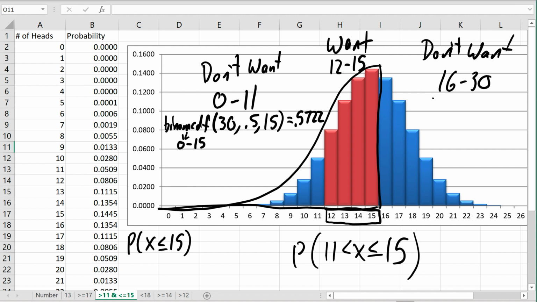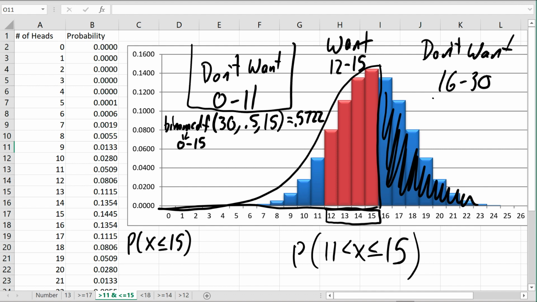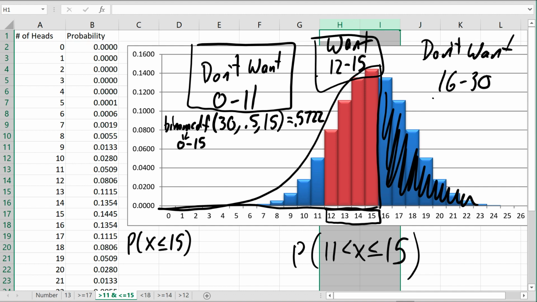So 0.5722, that's the probability that we get between 0 and 15 heads. Okay, so we've taken out the probability that we get between 16 and 30 heads. So we already took care of that. So now we have 0 to 15. Now what we have left that we don't want is 0 through 11. What we want is 12 through 15. What we don't want is 0 through 11.